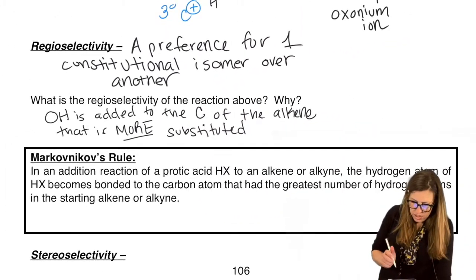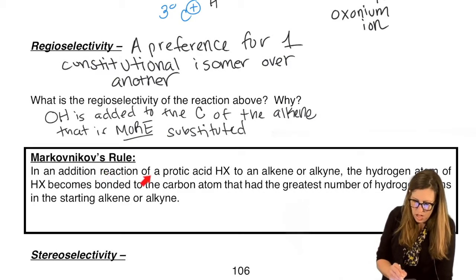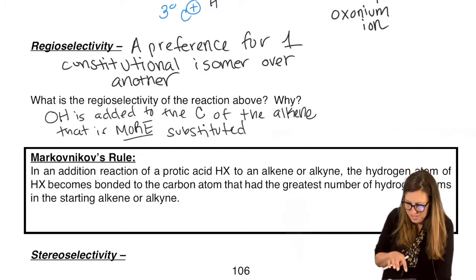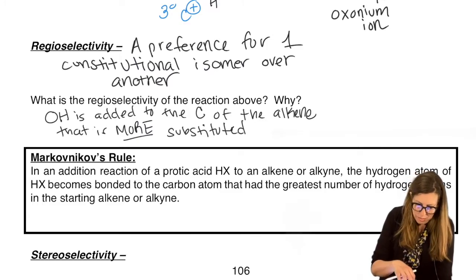In an addition reaction, this is how it was originally stated. Of a protic acid HX to an alkene or alkyne, the hydrogen atom of HX becomes bonded to the carbon atom that had the greatest number of hydrogen atoms in the starting alkene or alkyne. So, oh man, that's complicated, right?